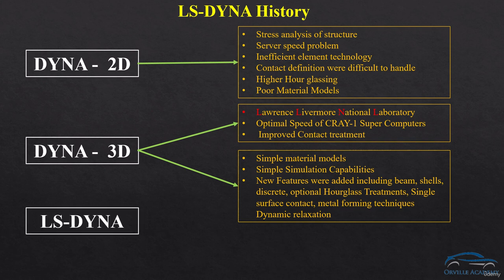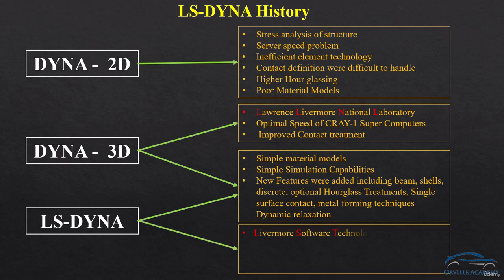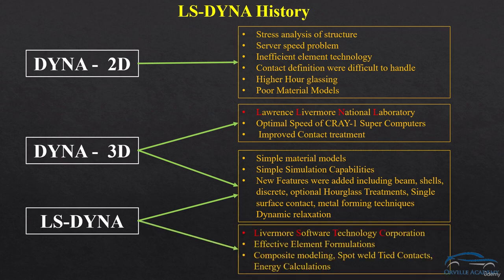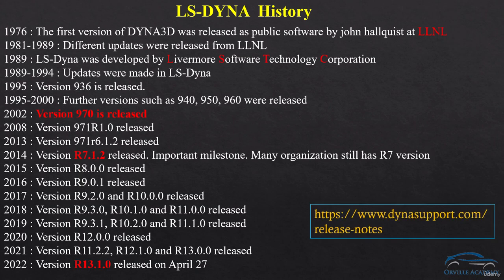And finally, in 1989, the first version of LS Dyna was released under LSTC. LS Dyna has improvements including effective element formulation, composite modeling, spot weld modeling and the energy calculation. If you want to get more idea about the evolution of LS Dyna, you can pause the video and check the capabilities of different versions of LS Dyna. In addition to this, let us move on and see how year-wise LS Dyna has improved. I know there are a lot of things on your screen, but again you can pause the video and check how the releases have happened year-wise.